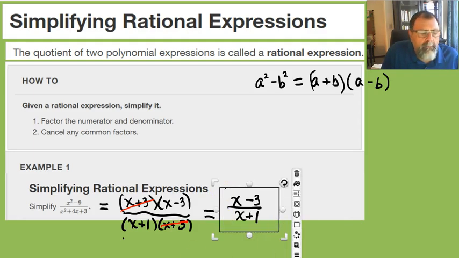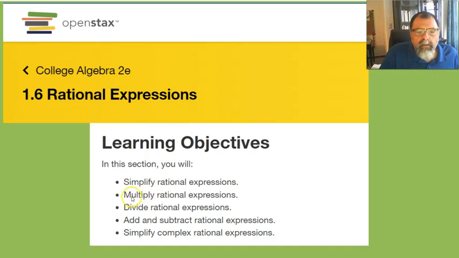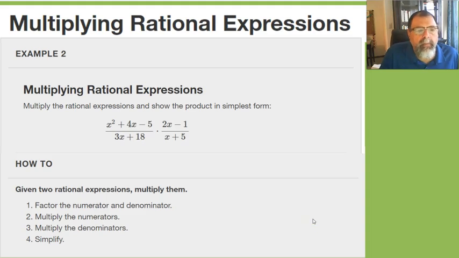And there we go. The next learning objective, multiply rational expressions. Let's look at example 2. So to multiply these two rational expressions, I decided to switch it so I have more room here. We're going to first factor the numerator and the denominator.